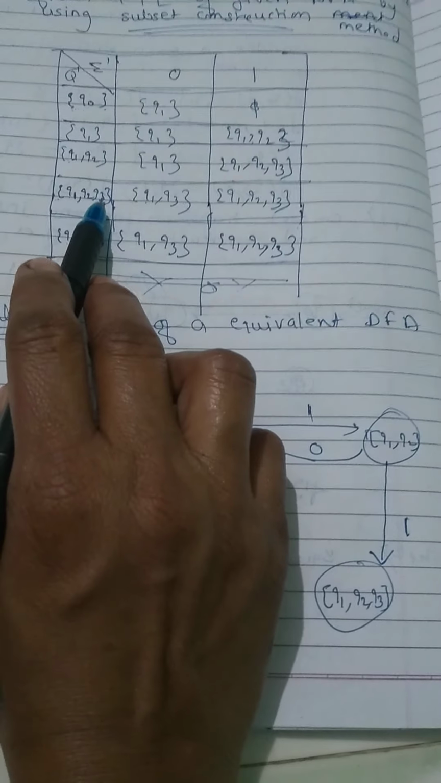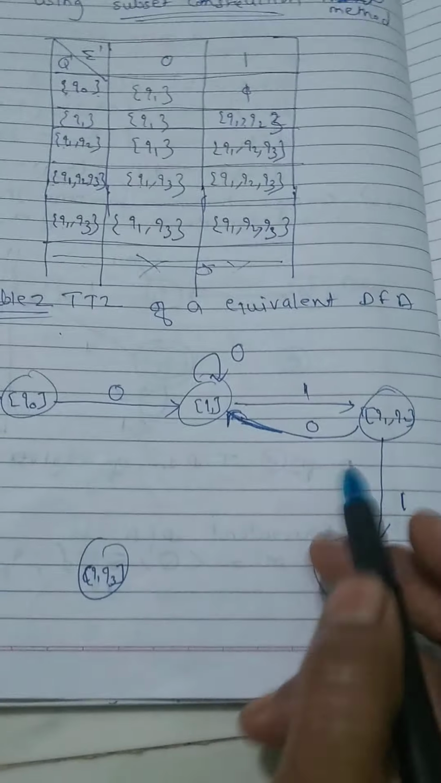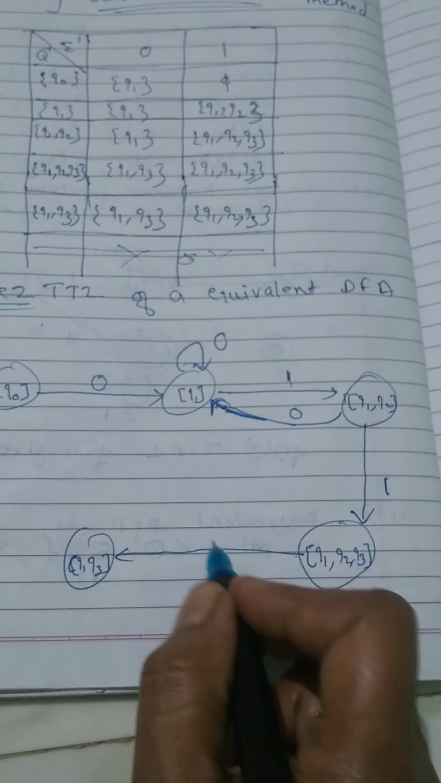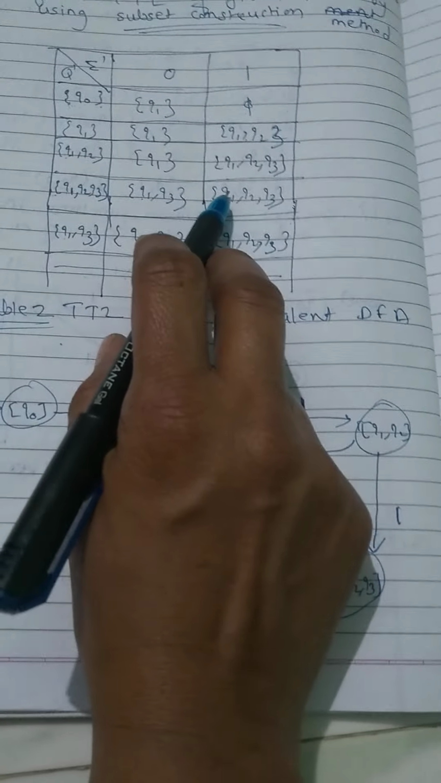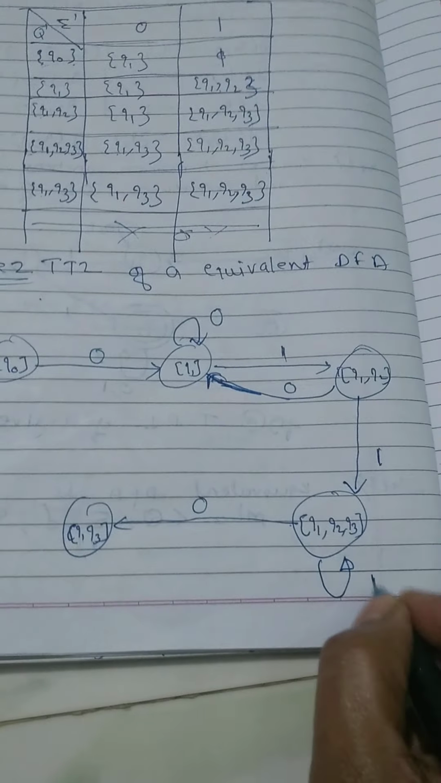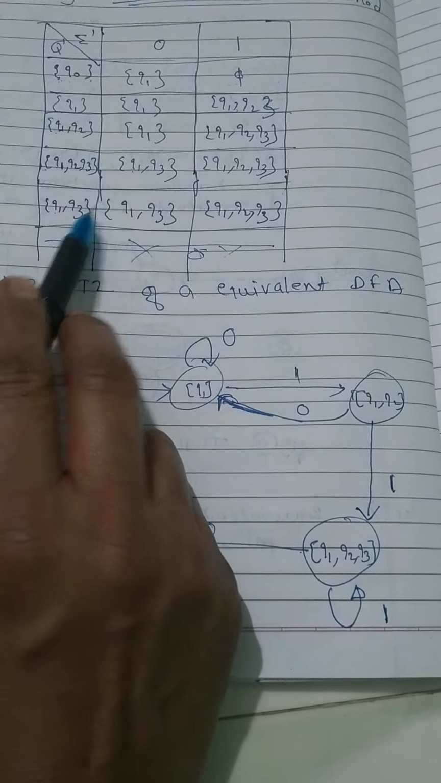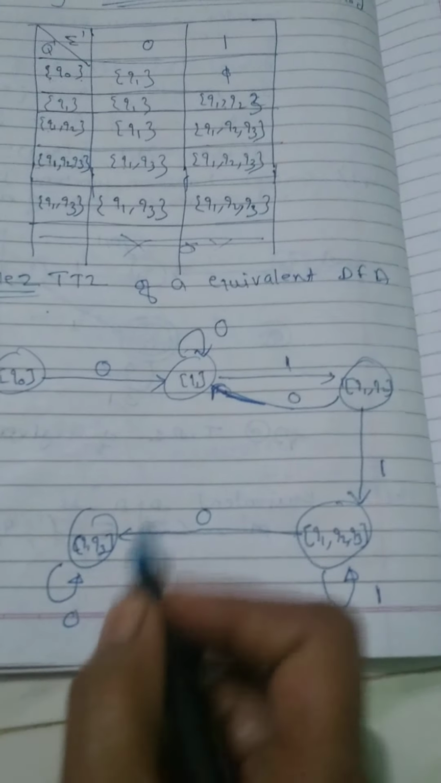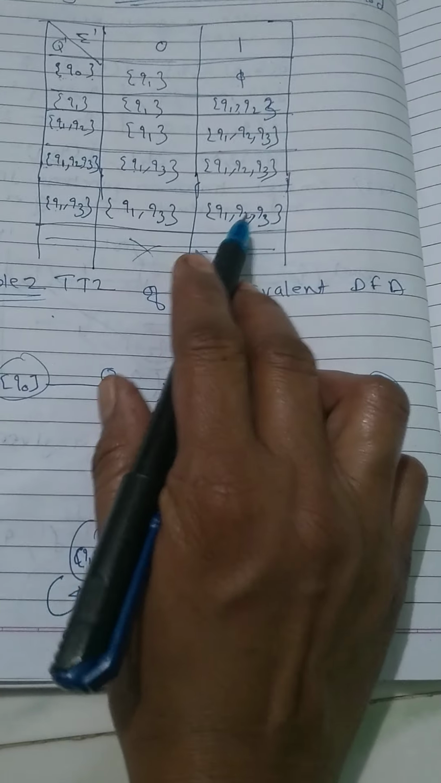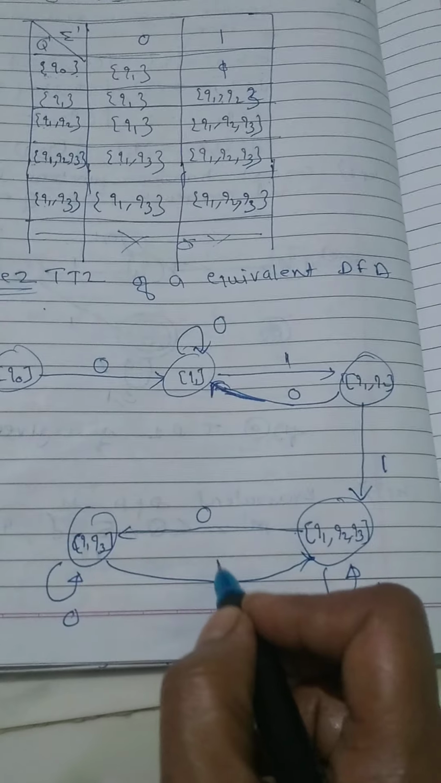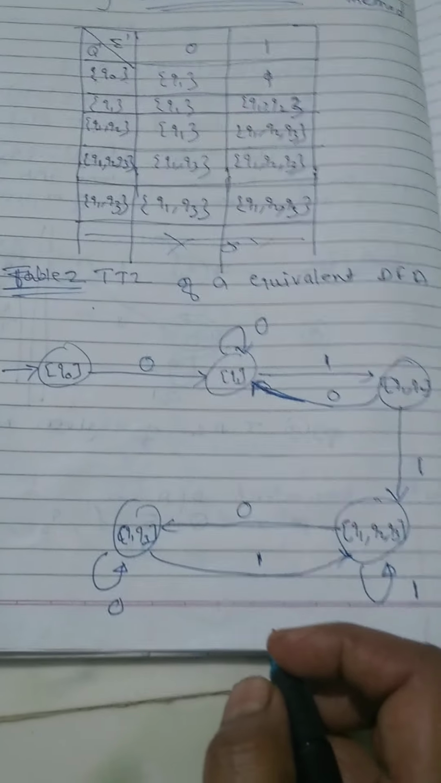Then Q1 Q2 Q3 to Q1 Q3, that is nothing but the symbol 0. And from this to the same, that is a self loop for 1. Then Q1 Q3 to Q1 Q3, that is a self loop for 0. And Q1 Q3 to Q1 Q2 Q3, so there will be symbol 1. So this way we can construct the diagram.